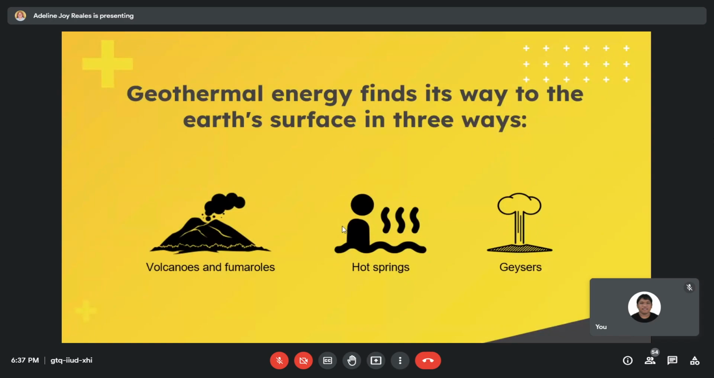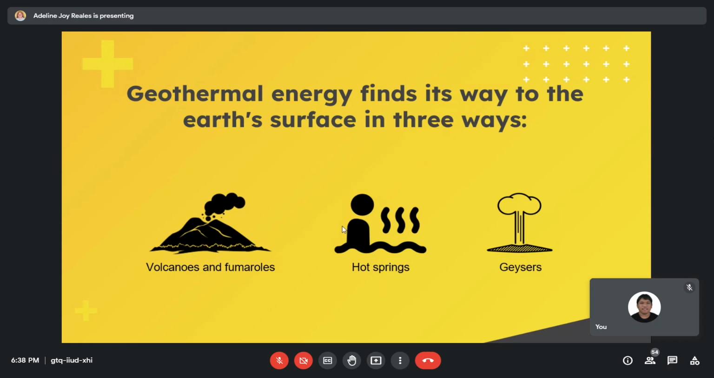Volcanoes and fumaroles are holes in the earth where volcanic gases are released. Hot springs, also called thermal springs, are springs with water at temperatures substantially higher than the air temperature of the surrounding region. Most hot springs discharge groundwater that is heated by shallow intrusions of magma in volcanic areas.